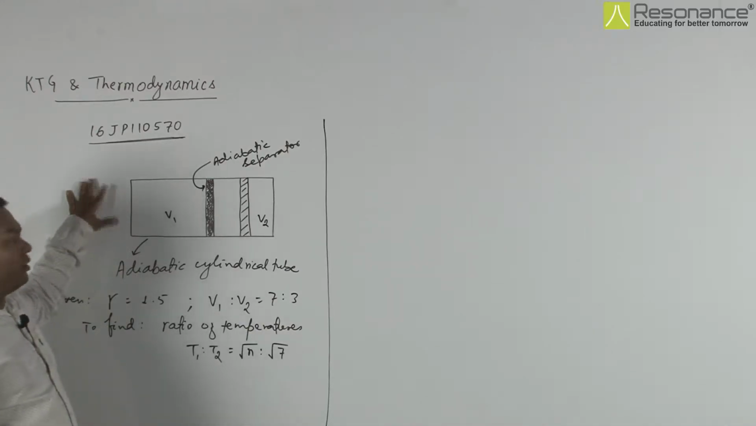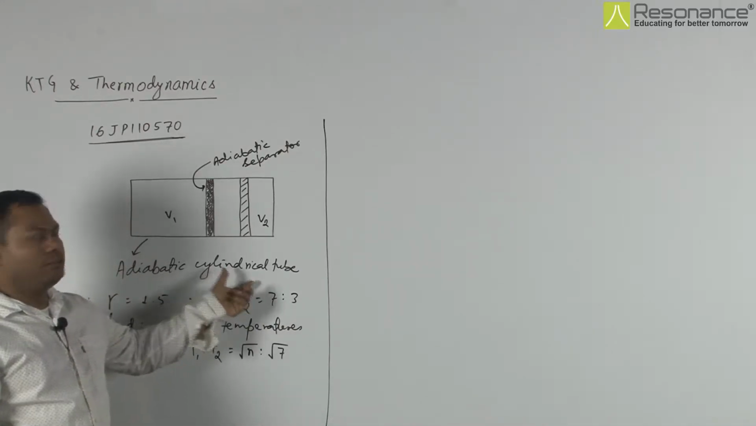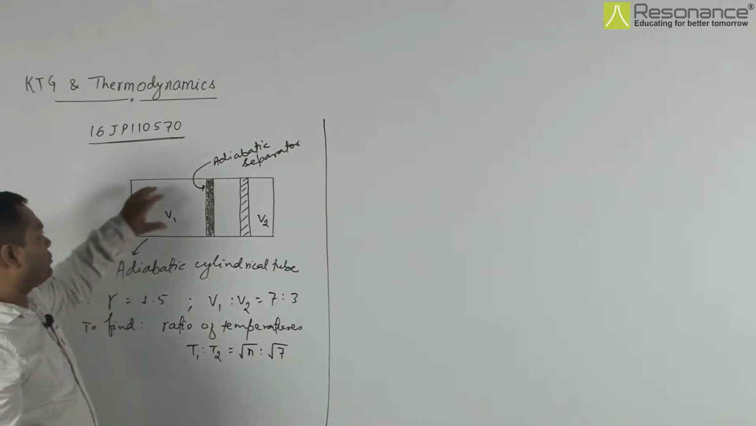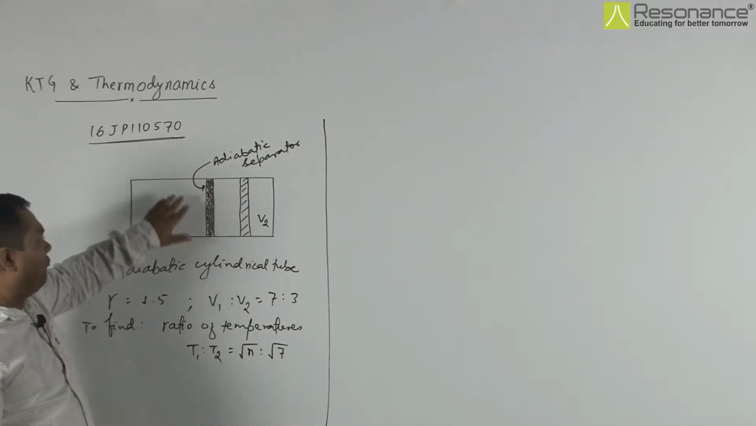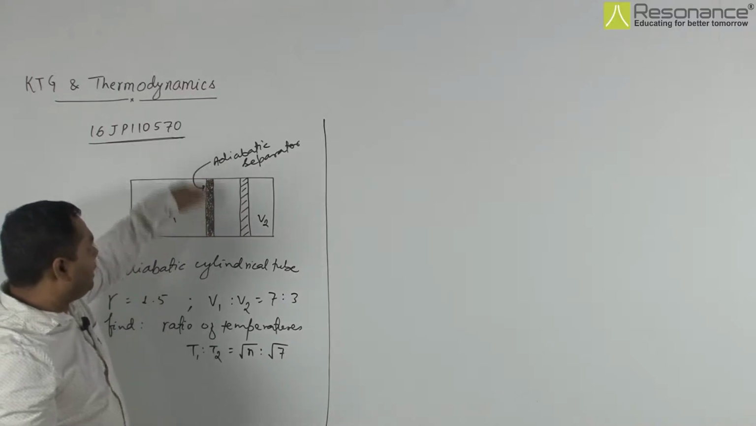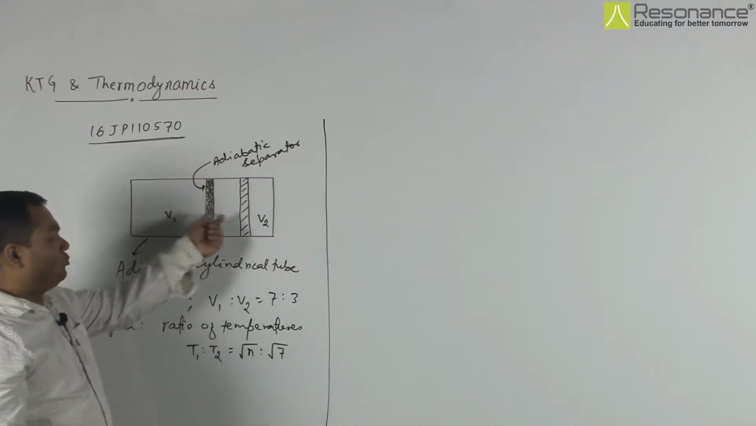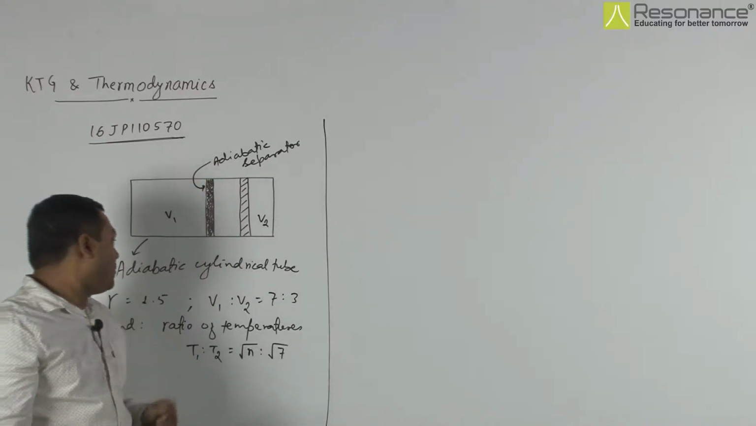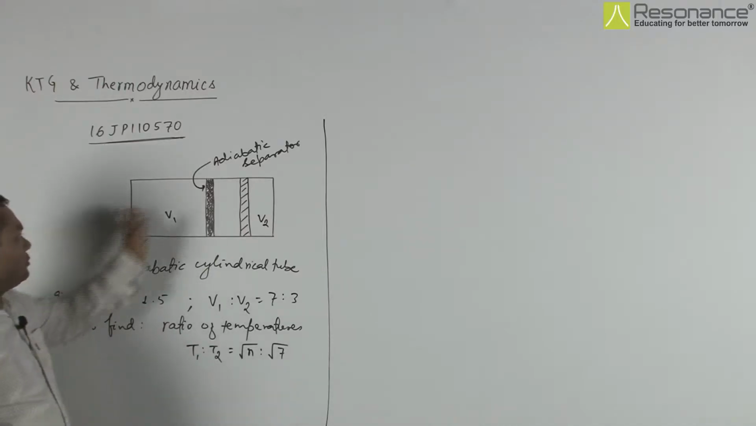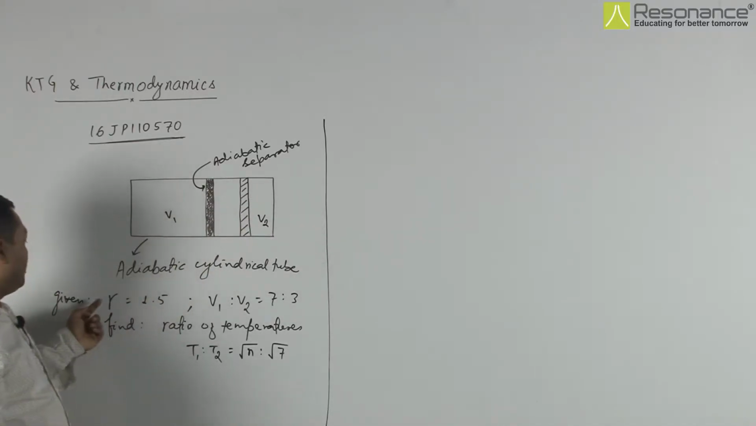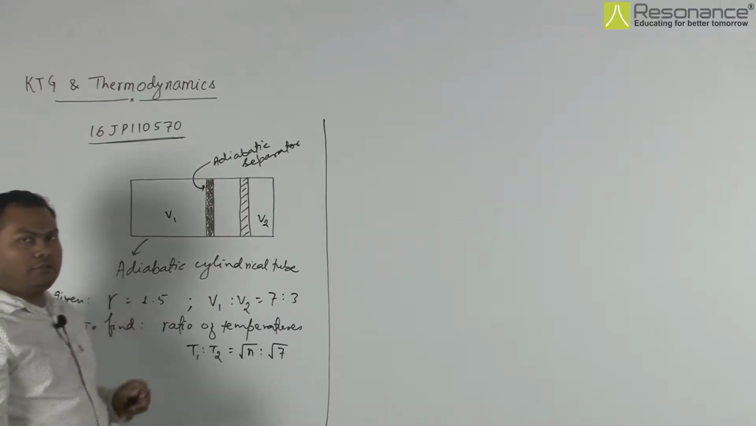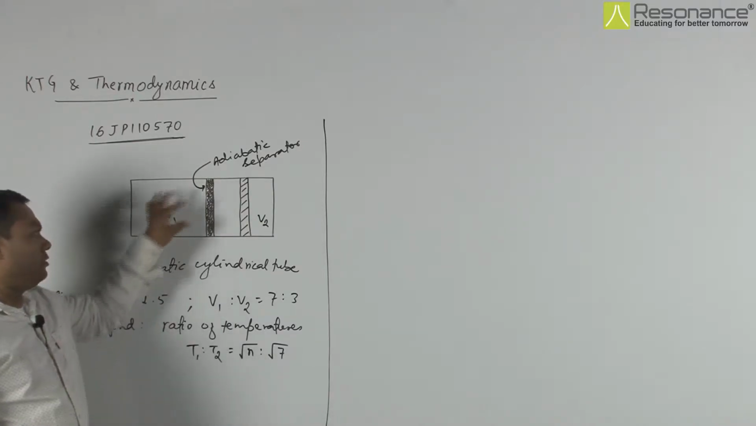In this question, there is an adiabatic cylindrical tube in which gas will be filled. This is an adiabatic separator which is movable. It is given that on both sides, ideal gas of gamma 1.5 is put.